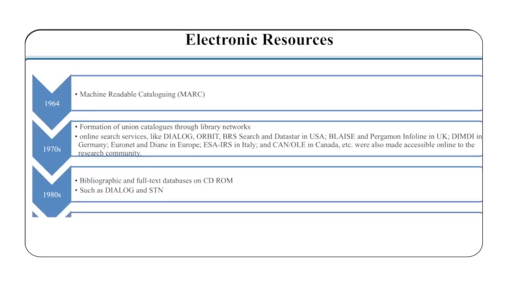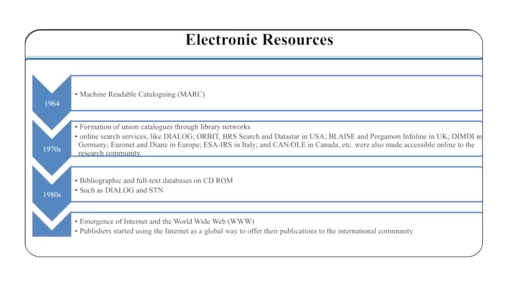By the early 1970s, library OPACs and union databases were accessible from remote locations. Moreover, online search services like Dialog, Orbit, BRS Search, and Datastar in the USA, Blaze and Pergamon Infoline in the UK, DIMDI in Germany, Euronet and Diane in Europe, ESA IRS in Italy, and CANOLE in Canada, etc., were also made accessible online to the research community.